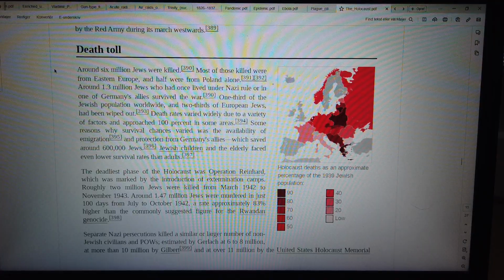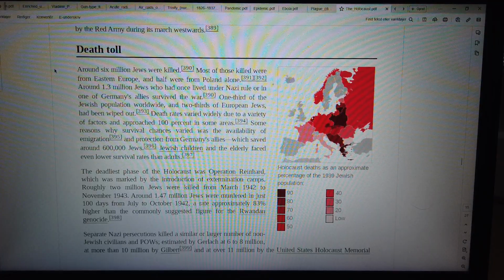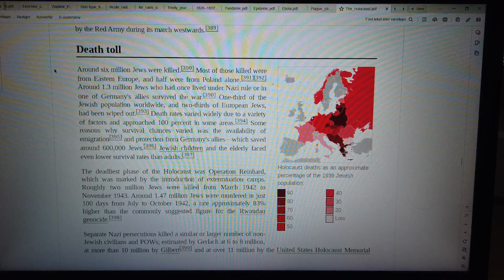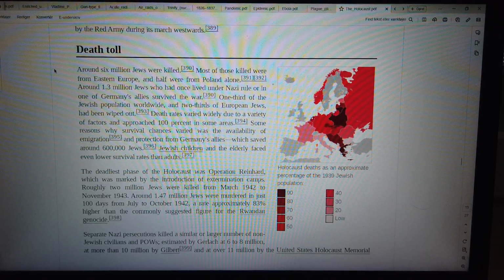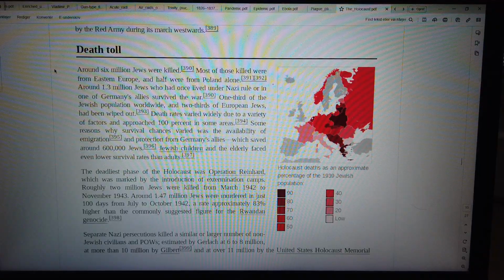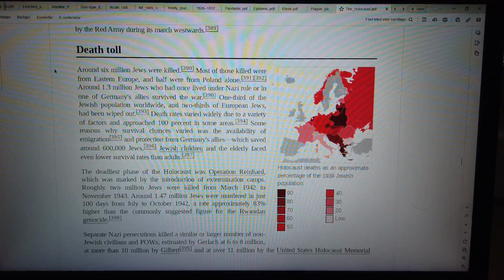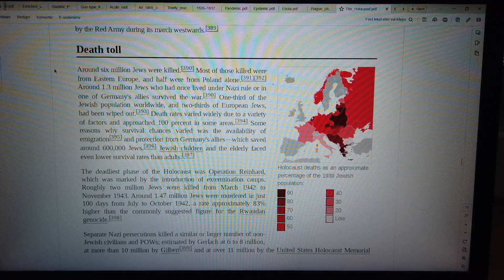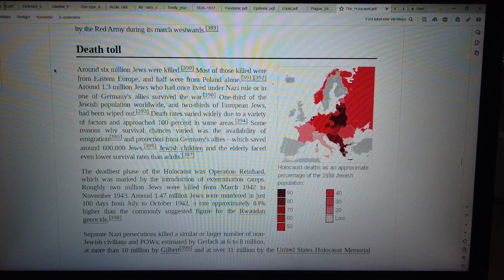Around 1.3 million Jews who had once lived under Nazi rule or in none of Germany's allies survived the war. One-third of the Jewish population worldwide, and two-thirds of European Jews, had been wiped out. Death rates varied widely due to a variety of factors, and approached 100% in some areas.